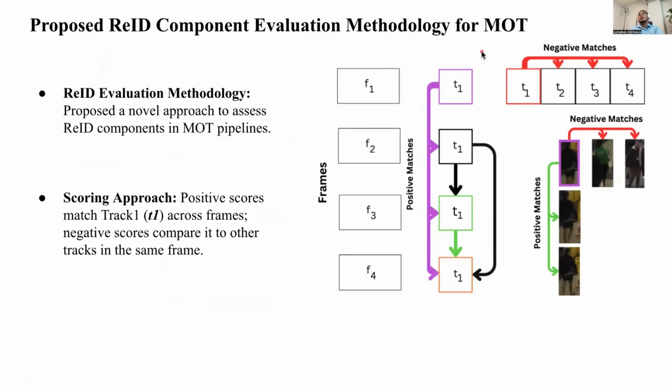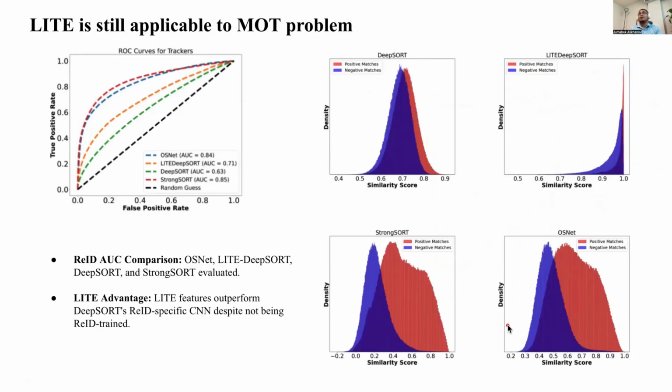What it does is, this is a number of frames, and this is a track, and these are positive matches, right? Because this one track exists in multiple frames. So we match it against itself and compute the similarity of this positive match. And we compute it against negative matches, right? These are different persons. I apologize if you can't see it well, but this is a lady, and these are, I think, two gentlemen. They are negative matches to this lady, right? They are not the same person. So this is simply what the ReID component evaluation is.